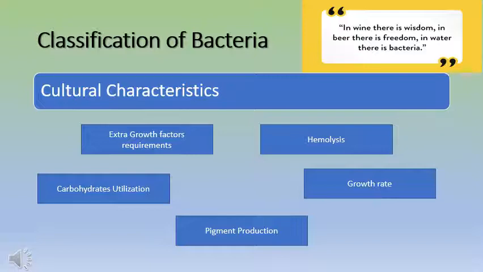Some bacteria show hemolysis on blood agar. And some bacteria utilize carbohydrates, and they usually utilize carbohydrates in different manners. And some bacteria are slow growers or fast growers, it means they have different growth rates. And some bacteria, not all, can produce a different color on different culture media. So these are cultural characteristics. We can classify bacteria on the basis of cultural characteristics.